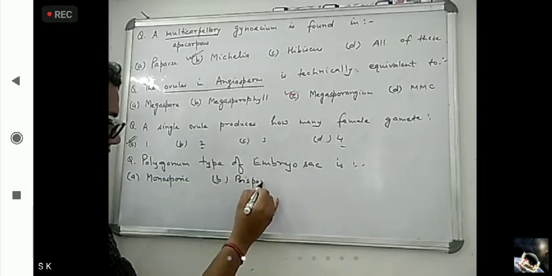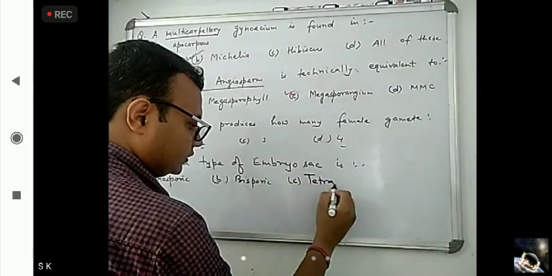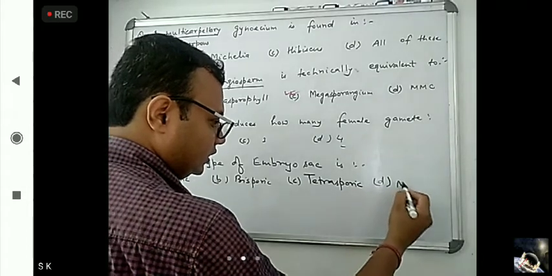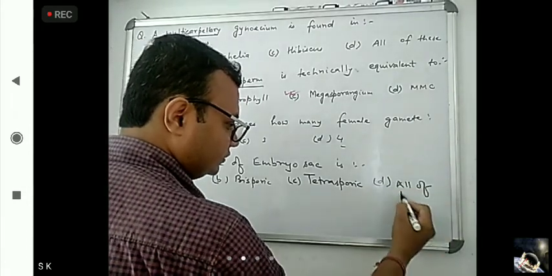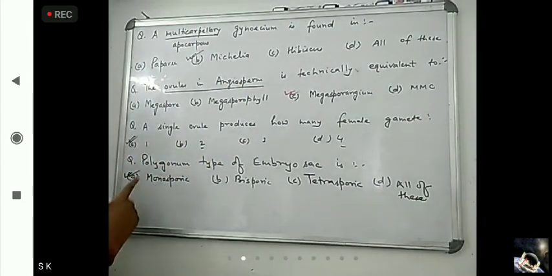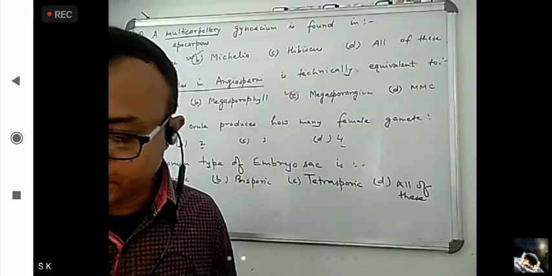Bisporic, C tetrasporic, and D all of these. So what will be the answer? Monosporic, because polygonum type of embryo sac is found in monosporic, because polygonum is the example. Okay.